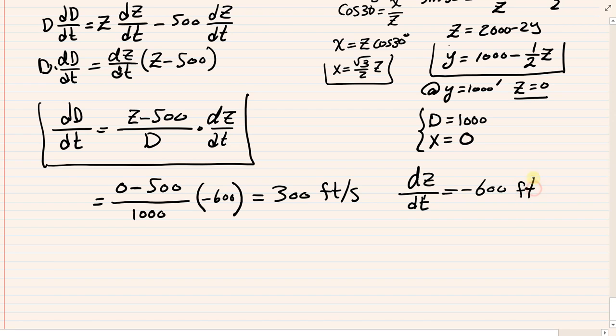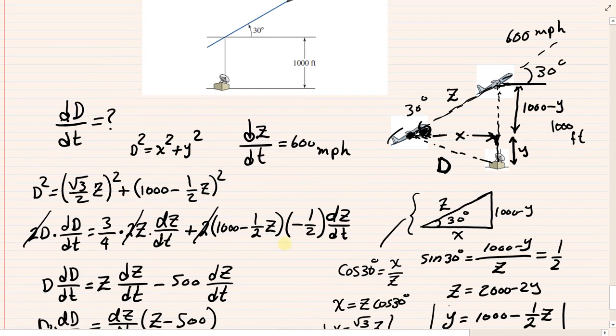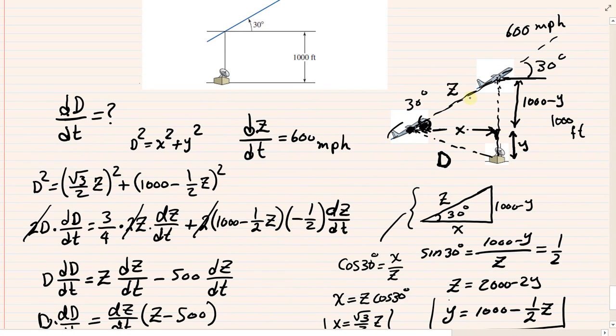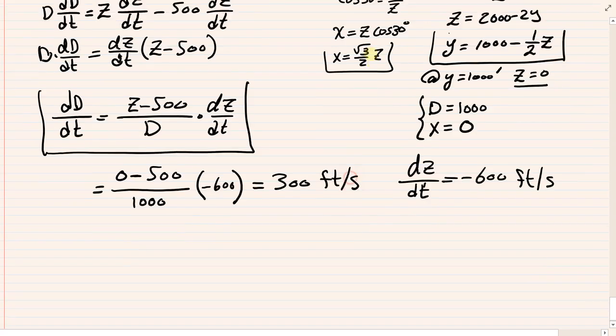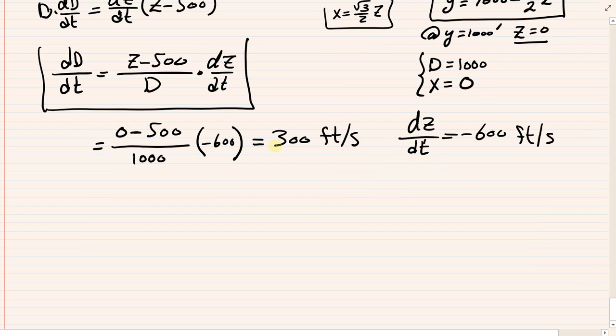feet per second. The reason is that we want to make sure the speed here turns out to be positive. Because we don't have a reference to a direction here, we just want to know how fast the distance is changing. That would be the justification for making this change. So we're going to take the speed to be negative 600 feet per second.